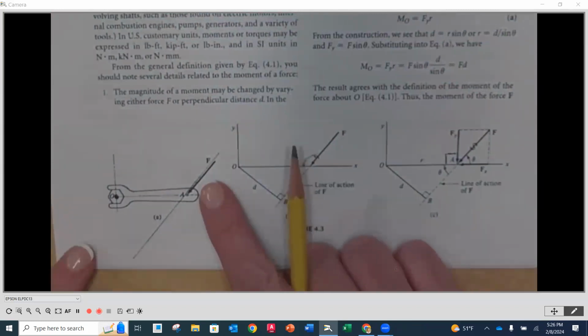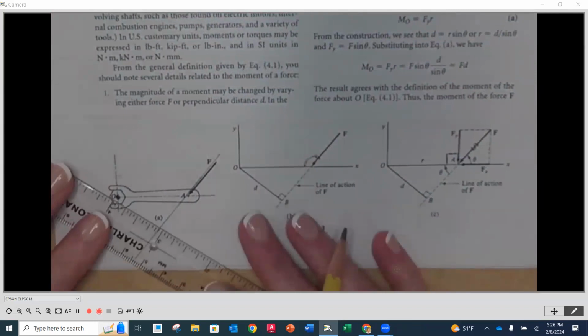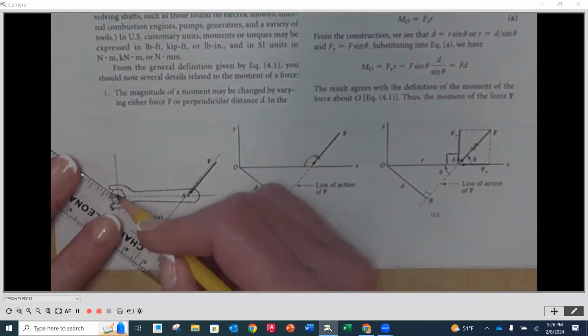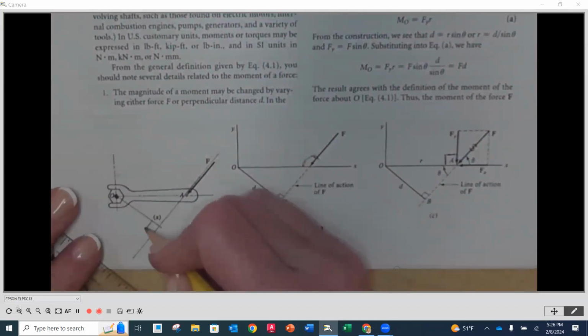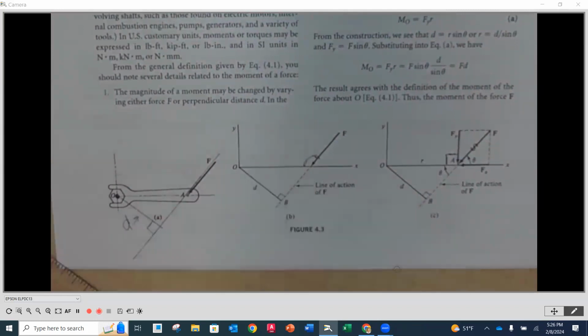So the principle of transmissibility. I'm going to move that force along its line of action. And do you see how I would then find a distance perpendicular? This would be my distance, perpendicular to the line of action of that force, if I leave it in that orientation.